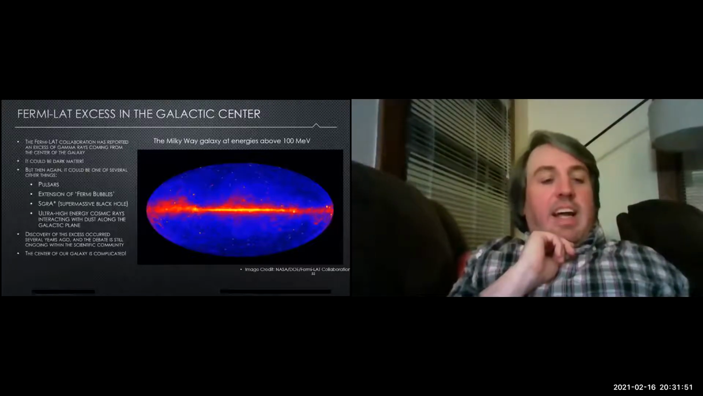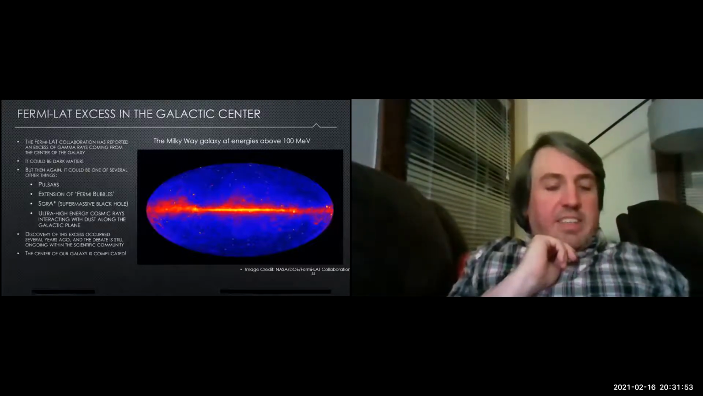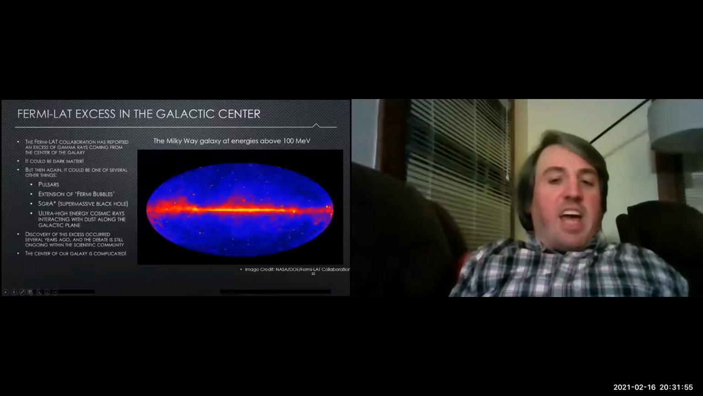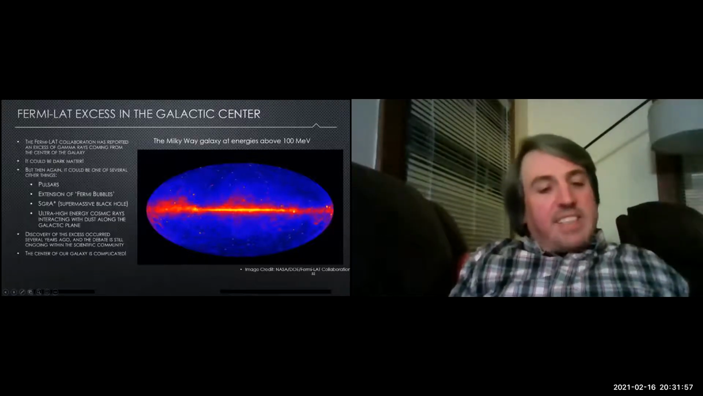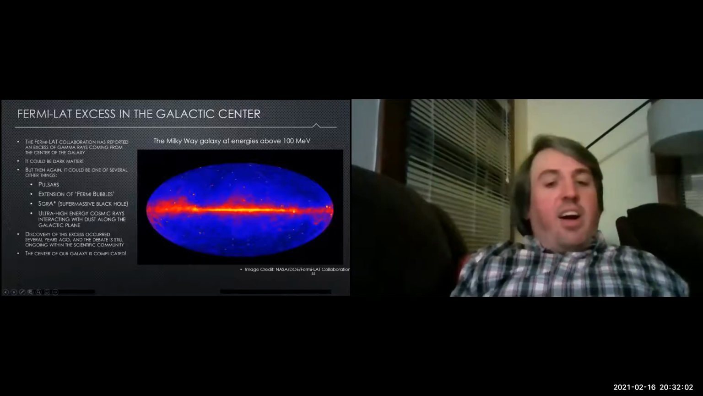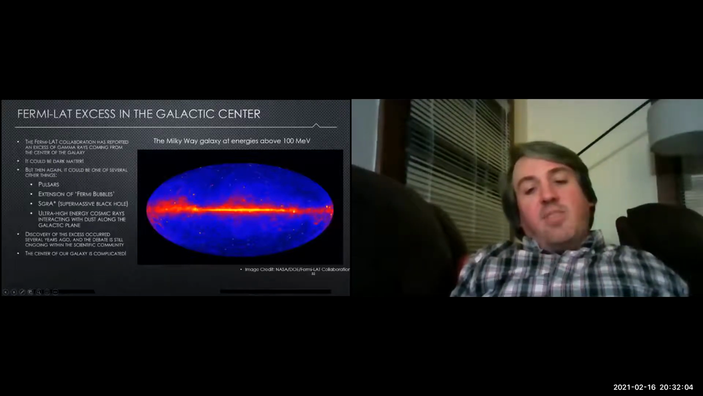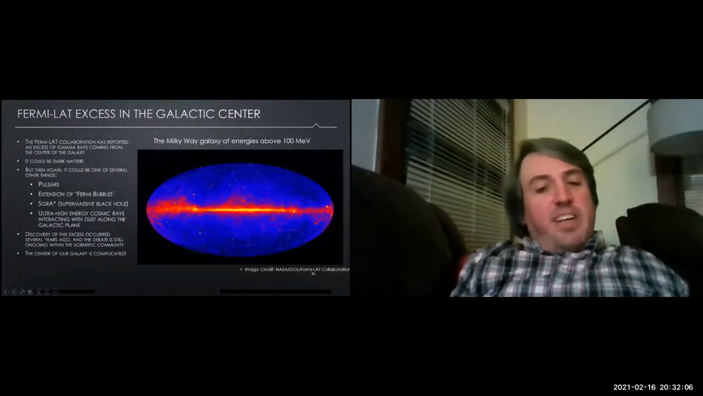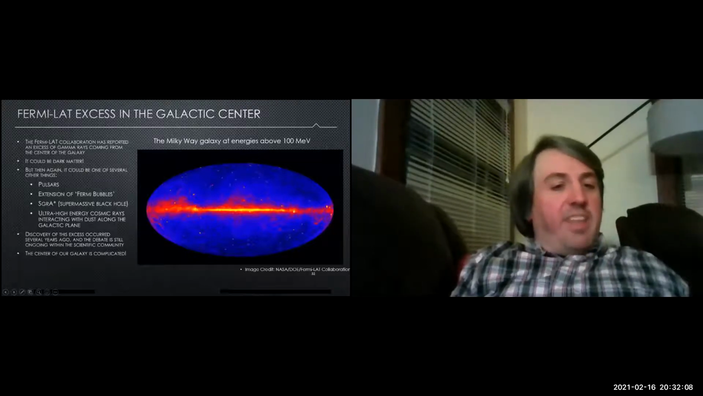So just to hit the point, this is what the universe looks like at about 100 MeV gamma rays. This is the Fermi LAT map of the Galactic Center, or the galaxy, I should say, and right along the middle of the galaxy here. So the Galactic Center is around there.